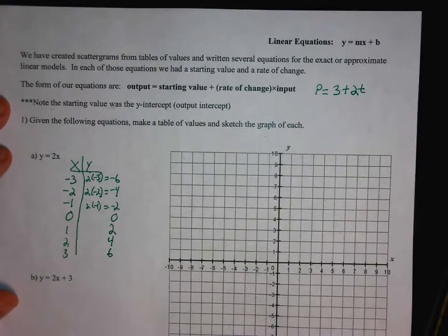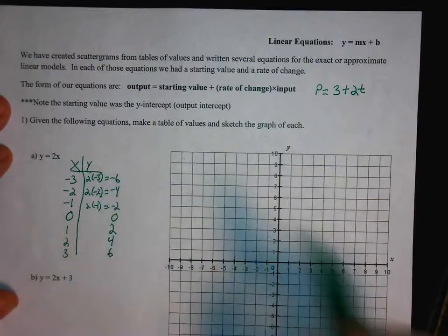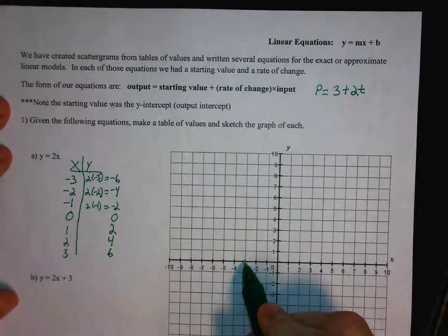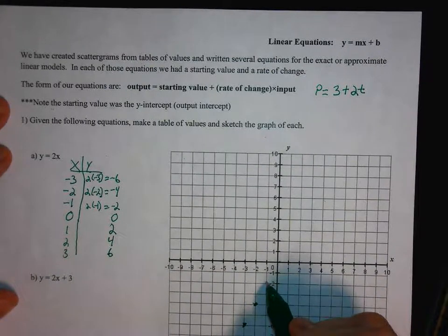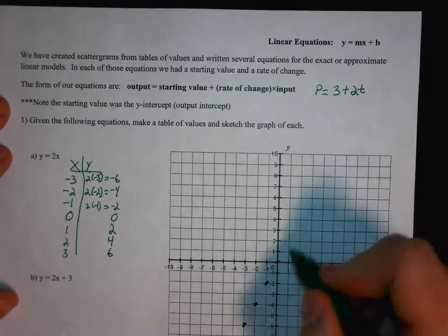Okay, so if we wanted to plot all those points, (-3, -6) would be x is -3, so 1, 2, 3 to the left, and then down 6. There'll be a point right here. And then (-2, -4) will be this point. (-1, -2) is right here. (0, 0), (1, 2), and so on.